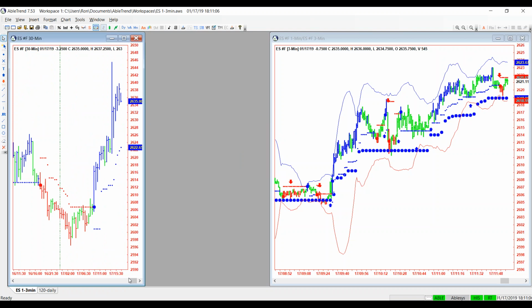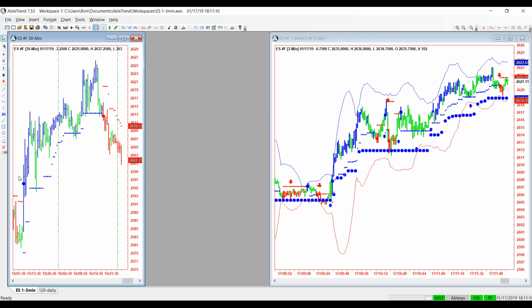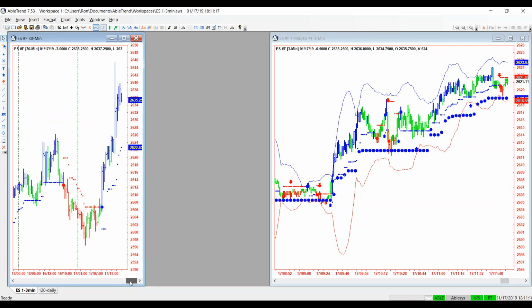Look at that chart right there. I mean, look how accurate that is. That is super. A couple days ago, look, it hits the blue dot, bounces off of it, bounces off of it. And that is cool. Red bar, red dot, down it went. Hit the red dots, bounced off of it, bounced off of it.